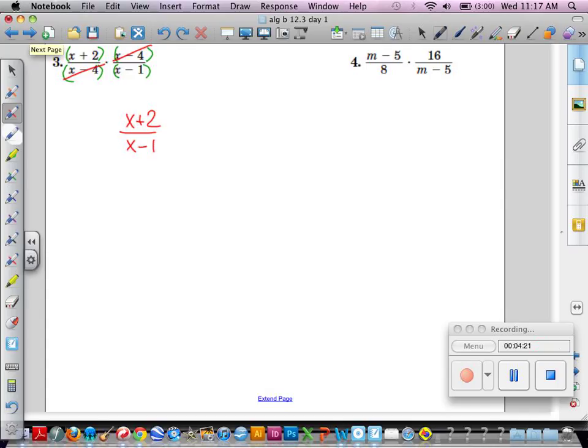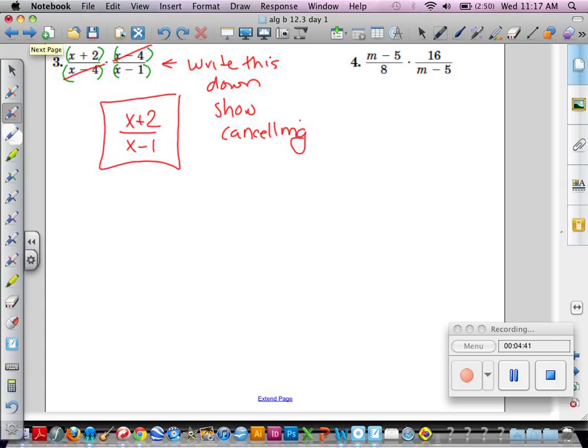So again, when you're doing your homework, you're going to need to write this down. You're going to have to show the canceling. And then box in your final answer. Let's look at example number 4. So same thing as I talked about in number 3. It is the quantity m minus 5 over 8 times 16 over the quantity m minus 5.